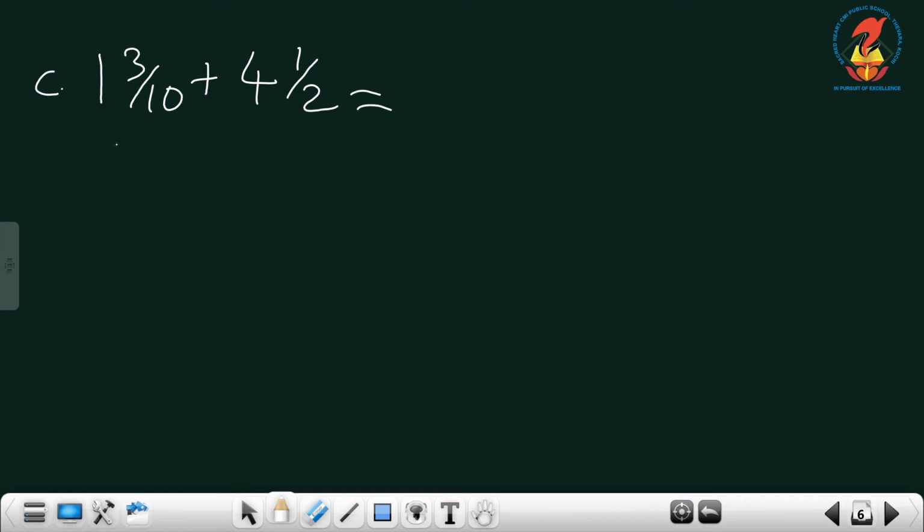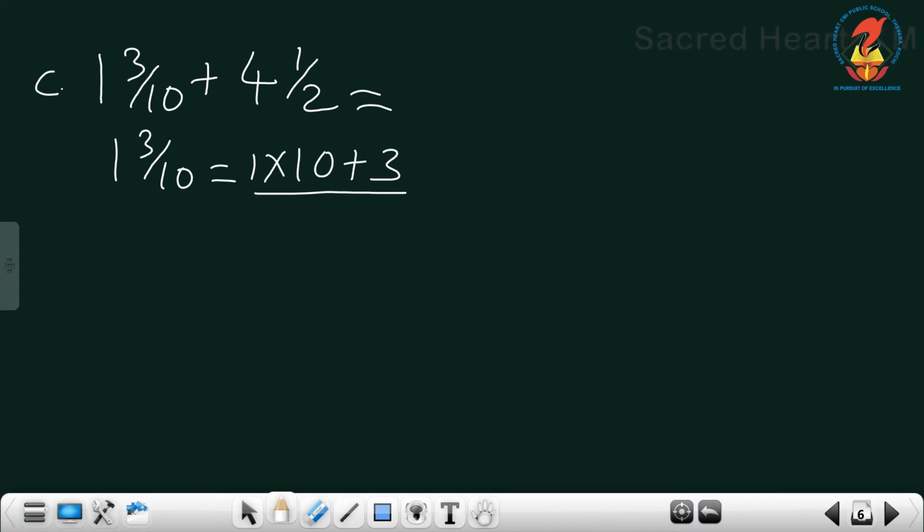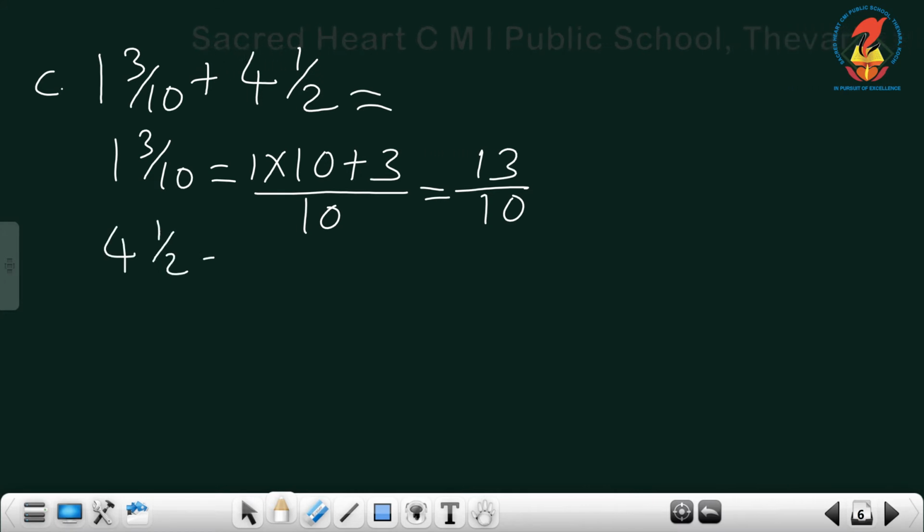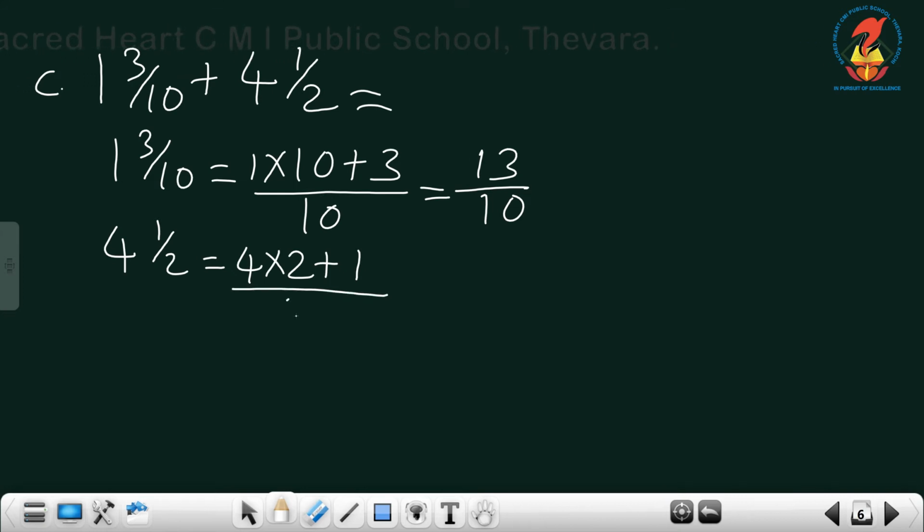Here also we need to change 1 and 3 by 10. It will become 1 into 10 plus 3 divided by 10, and that is 13 by 10. And this one is 4 and 1 by 2. 4 and 1 by 2 will become 4 into 2 plus 1 divided by 2. And 4 2s are 8, 8 plus 1, 9, 9 by 2. Okay. And after that we need to add this and this.